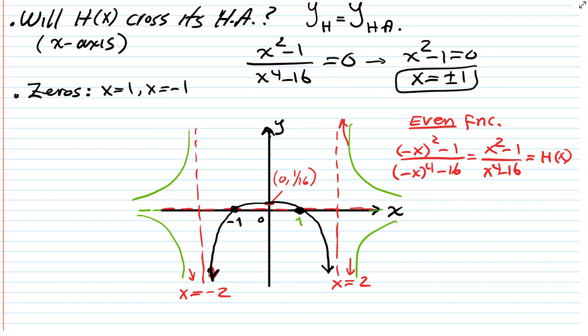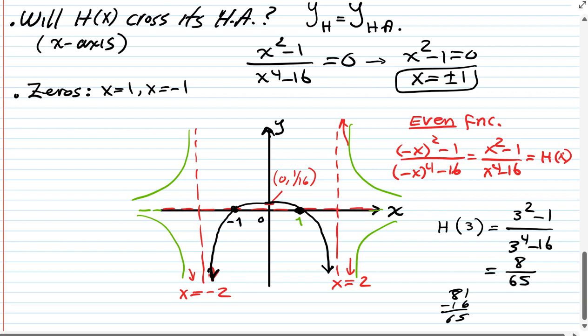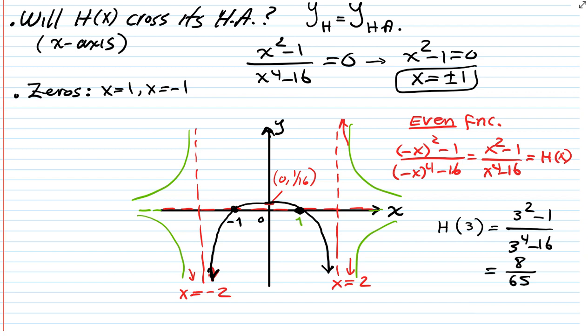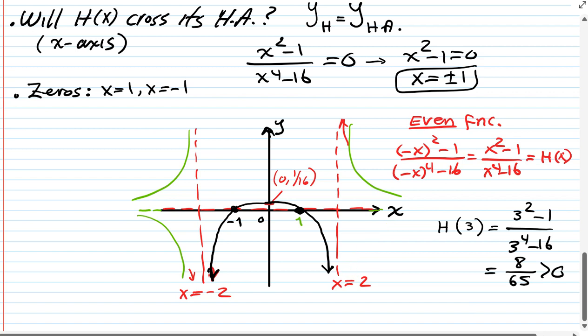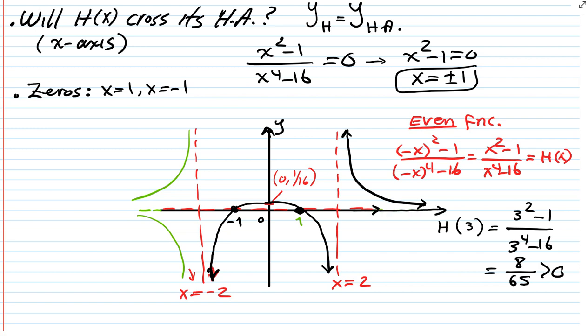And for this part, I just picked a value. So for instance, if I do h at 3, okay, that's over here. h at 3 is going to be 3 squared minus 1 over 3 to the 4th minus 16. 3 squared minus 1 is 8, and 3 to the 4th minus 16, that's 81 minus 16, and that's 65. Now, forget the 8/65ths as a number. It is positive, right? If it's positive, means the function is above the x-axis. So this part is ruled out. And therefore, we're going to go with this portion of the graph looking like so. All right. And there you have that one.